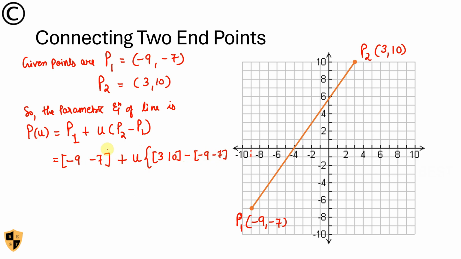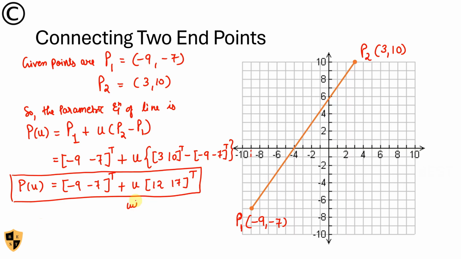(-9, -7). Generally, these matrices that we are writing are in vertical form, and that's why I'm putting this transpose symbol over here. So this would be (-9, -7), and subtraction of these matrices will give me 9 plus 3 and 10 plus 7, transpose. So this is the parametric equation of this line, right? And in this, the parameter U is ranging from 0 to 1.